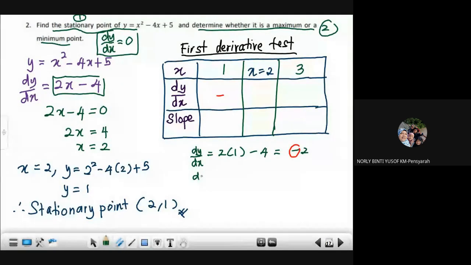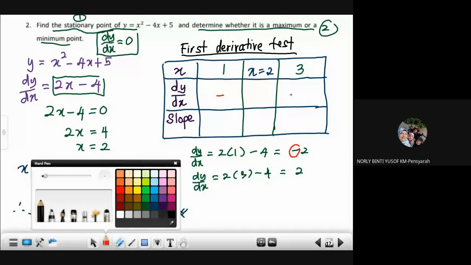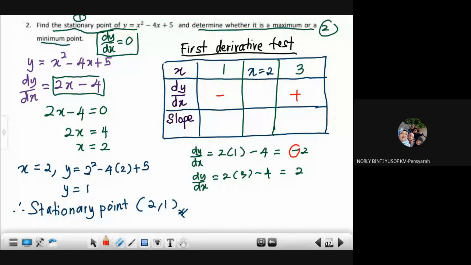Okay, and then for 3, 2 kali 3 tolak 4. So you akan dapat 2. So sign dia positif lah kan. So put here positif. Okay, kalau 2 you masuk, you dapat kosong, you tulislah kosong. Dia tak ada sign, sebab kosong neutral. It is not positive, it's not negative. Because you put the stationary point balik dalam dy dx memang sama dengan kosong. Sebab memang you samakan kosong kan for this concept of stationary point. So bila nanti buat first derivative test, untuk titik tu you letak je kosong siap-siap. Kiri kanan tu yang sign tu kadang-kadang berubah. Sekarang ni negatif positif. Dia boleh jadi positif negatif.